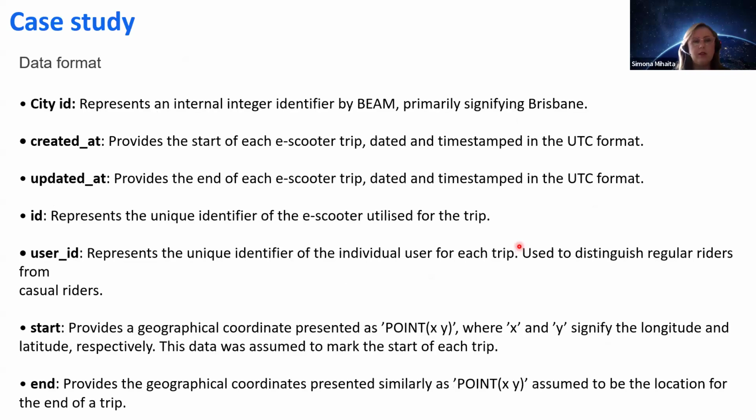The data format that we received from Beam, and this is actually with the collaboration of Ferdinand Balford from the Micromobility Research Partnership, which I would like to thank, is in the format of a city ID. And then basically we had the start of each scooter trip and the end of each scooter trip, and of course, a unique identifier for that particular trip.